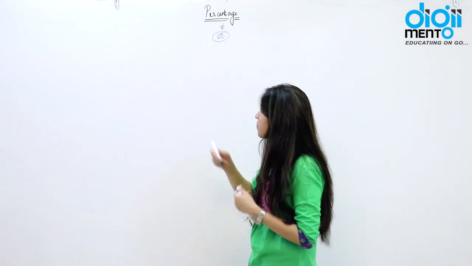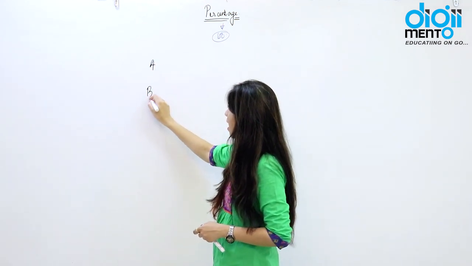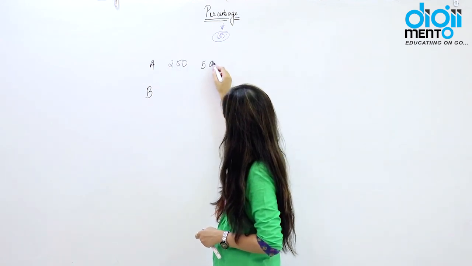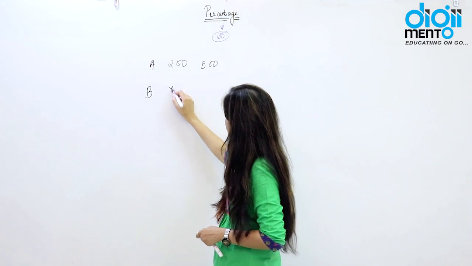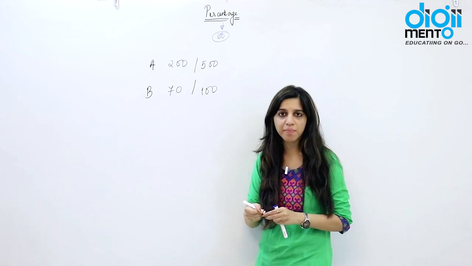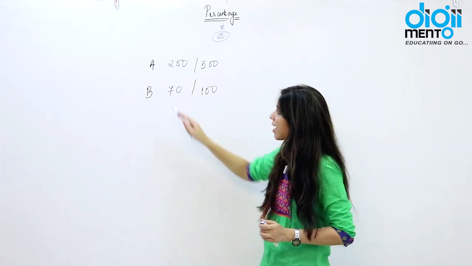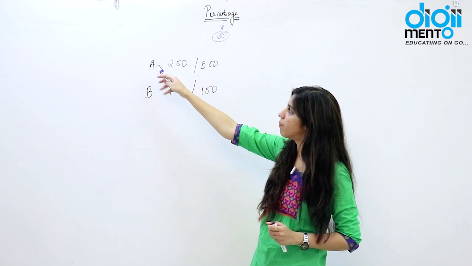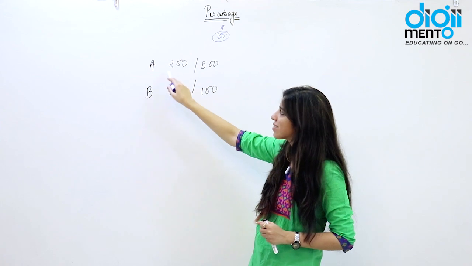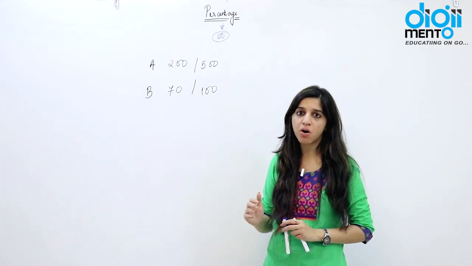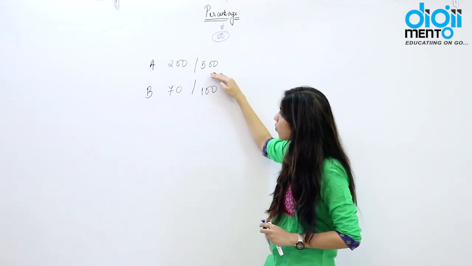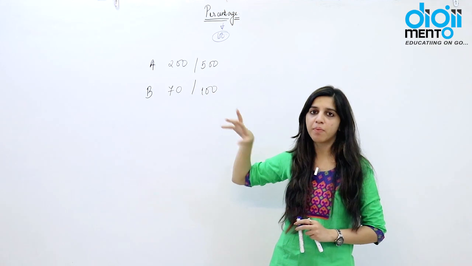See, I will give you an example. Suppose there are two students, A and B. Student A scored 200 marks out of 500. Student B scored 70 marks out of 100. Now, if I compare their marks directly, A clearly scored far more marks than B, right? But this is not a valid comparison. Why? Because their total marks are different, right? So, it is not valid to compare their marks directly.